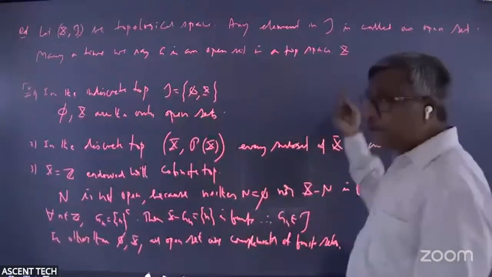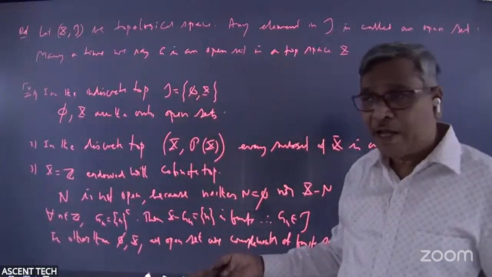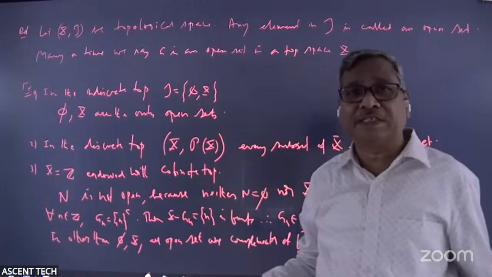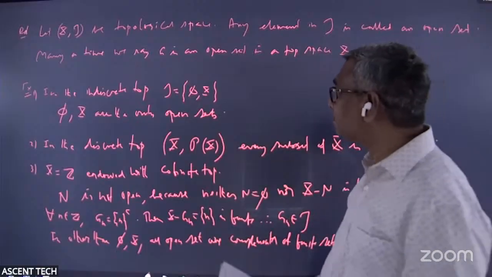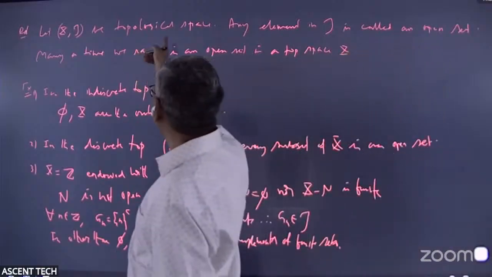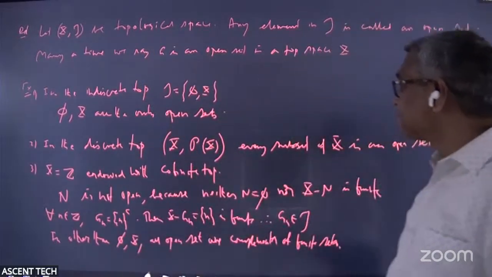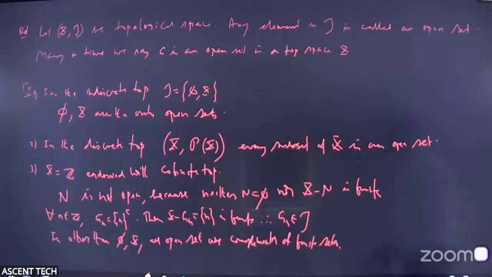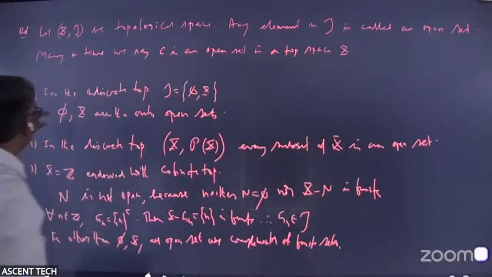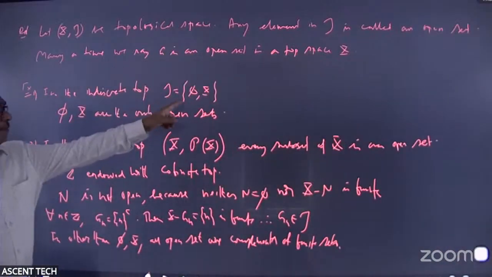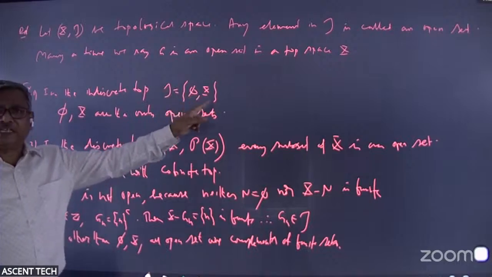Any element of T is just a subset of X, basically. Yes, but not every subset of X is an element of T, right? Those members of the topology are called open sets. Any element of T is called an open set. So, for example, in the indiscrete topology, the only elements of the topology are the empty set and X, and these are the only open sets.